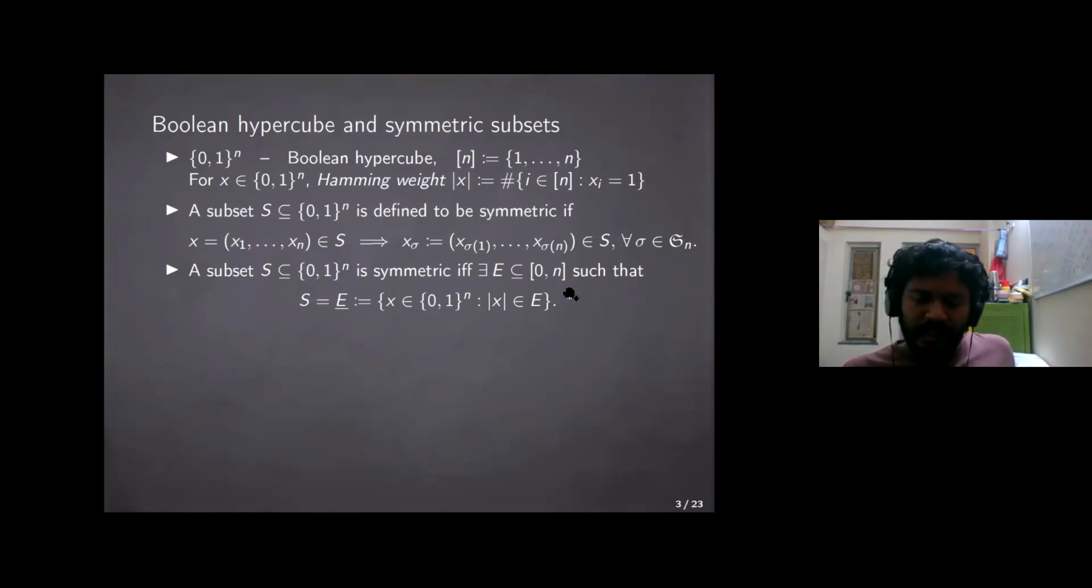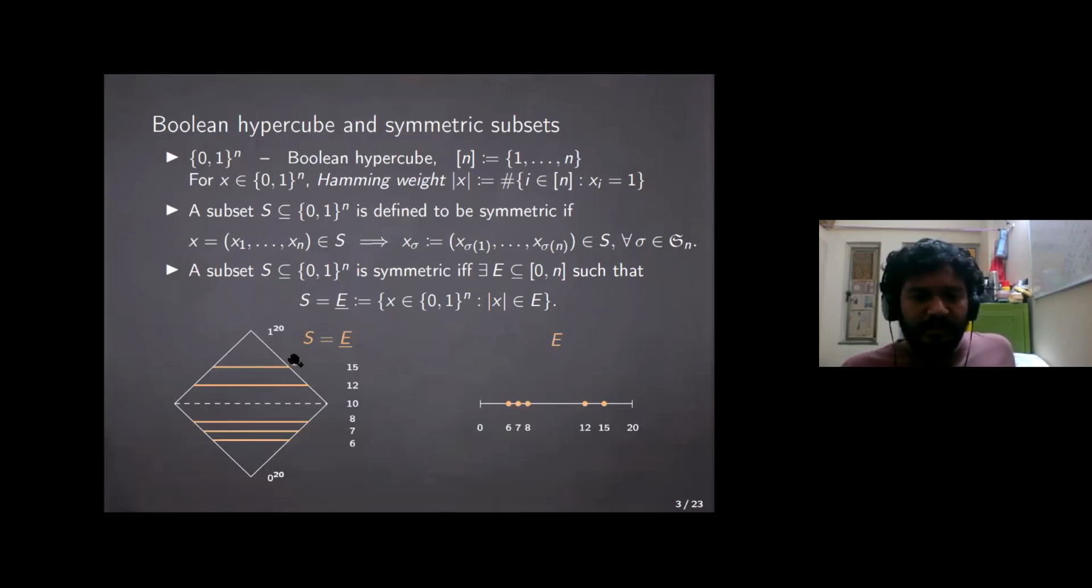So a very neat diagrammatic way to understand this is the following. For instance, let's take a 20-dimensional hypercube, and a symmetric subset is essentially a collection of what I call layers. So the Hamming weight enables us to partition the hypercube into layers, one layer for every Hamming weight, right? And now I am collecting layers with Hamming weights 6, 7, 8, 10, 12, and 15. And instead of representing them as subsets of the hypercube, this is just a subset of the interval 0 to 20 indexed by the Hamming weights.